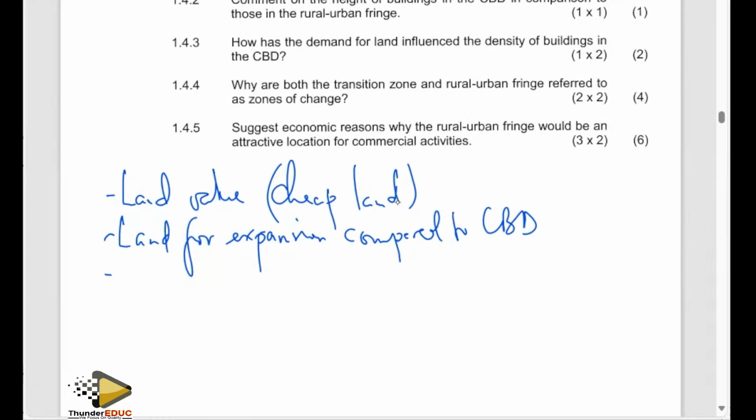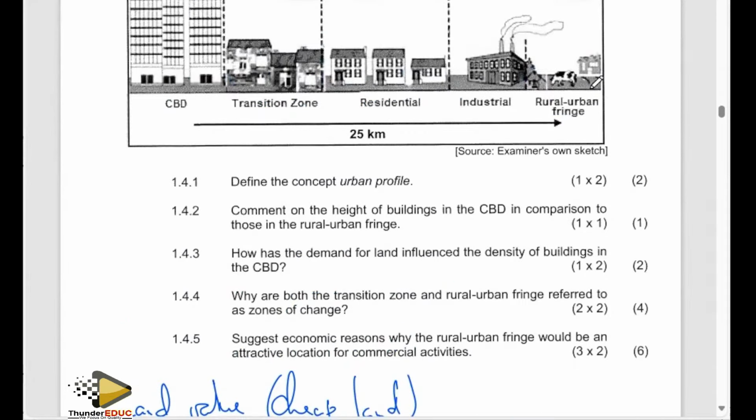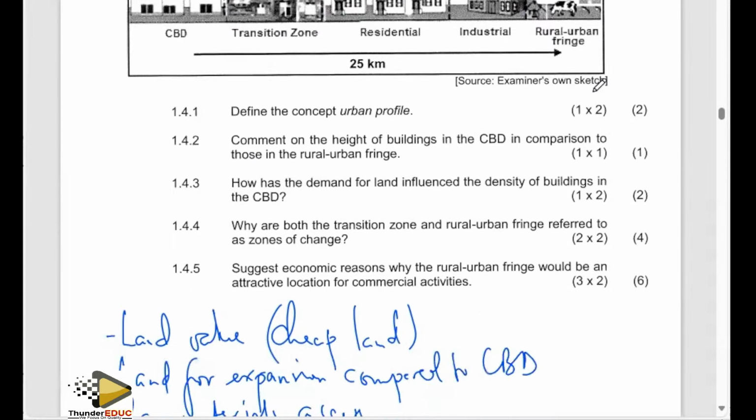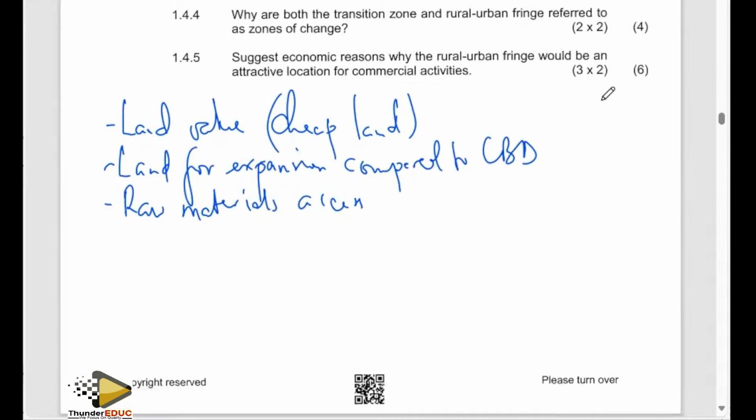And then we can also talk of ease of access to raw materials. Since they are located close to the rural area, some of the businesses might be getting raw materials from the rural area. So it's also lucrative that they locate there because of access to raw materials for the different processes, because there's mixed land use there. It will also imply that in some of the land use, they might be getting some of their raw materials that they use for their business processes, which will be easier for them to operate in those areas.